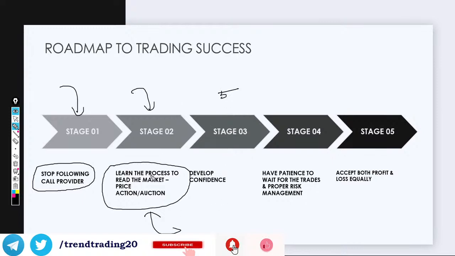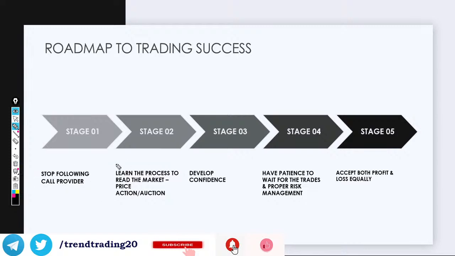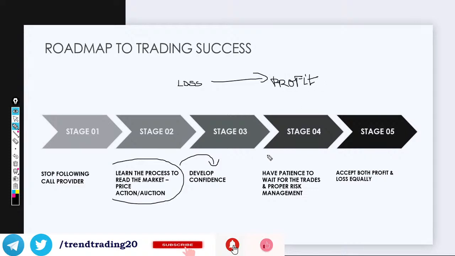Stage 3 is, once you learn the process of market and price action, you will develop confidence. Develop your confidence of coming out of loss or shifting towards profit. If you are facing a loss, coming out of the loss requires real confidence. That's very, very important and a priority.